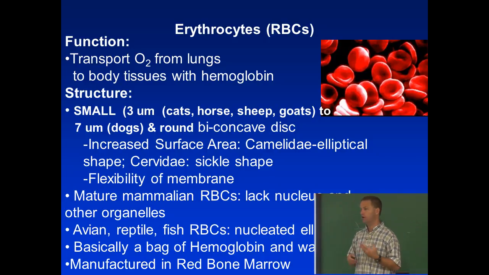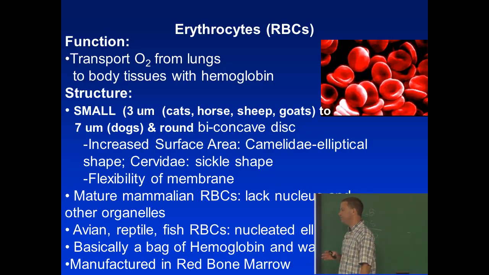It also makes the membrane more flexible, because some of the blood vessels that these cells are going to go through are so tiny that the cells have to go through in single file. So having this sort of biconcave anatomy makes it easier to get through really tiny blood vessels. Now the interesting thing is that most mammalian red blood cells, the mature ones, don't have a nucleus. It's just a big bag of hemoglobin.